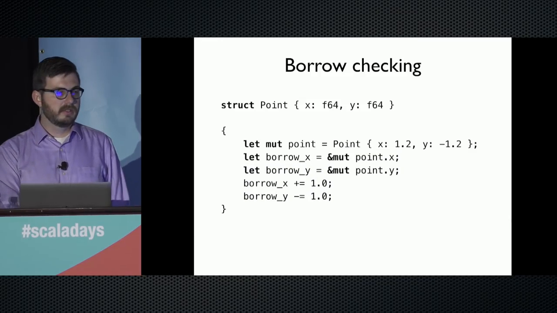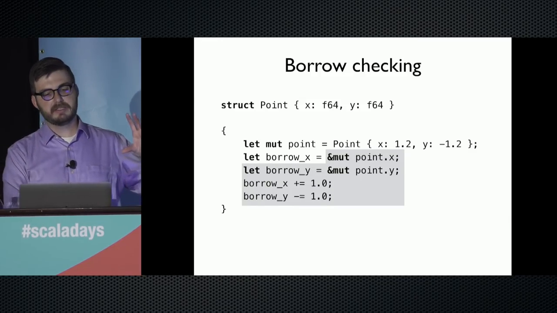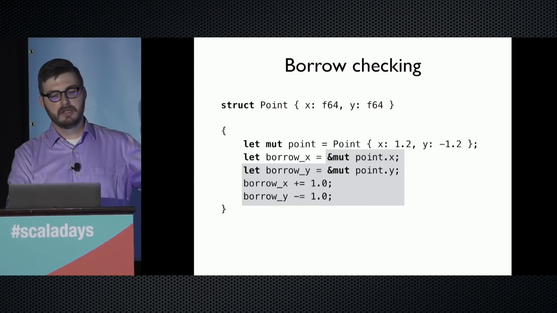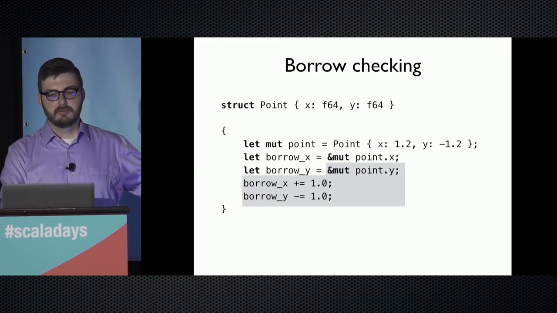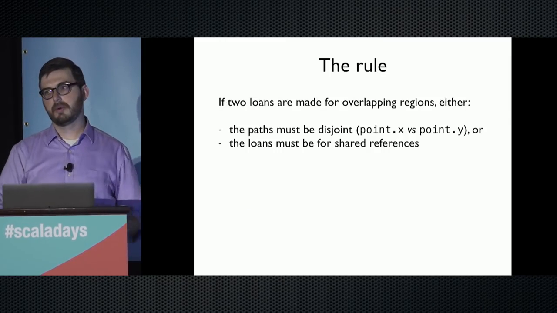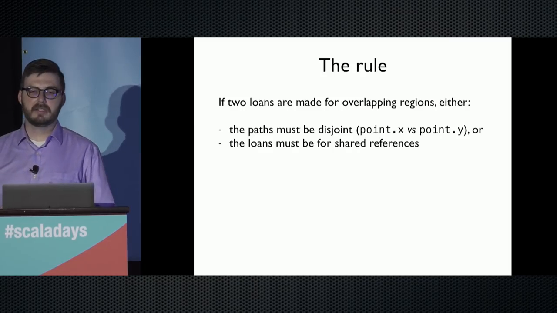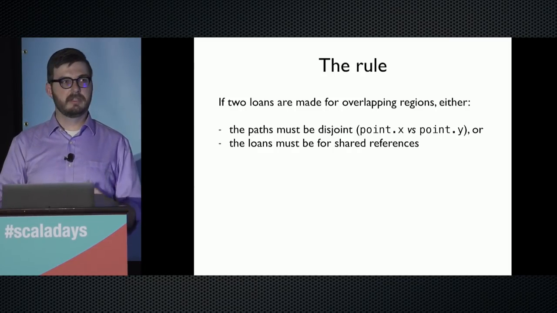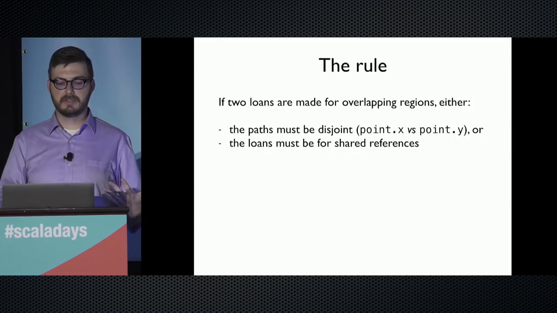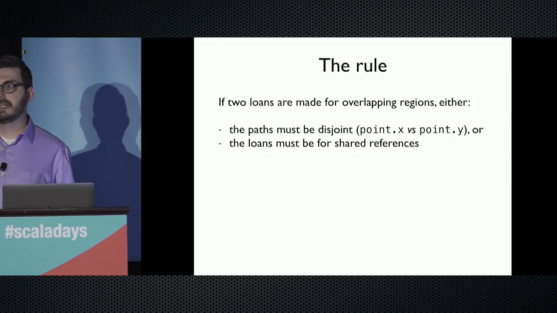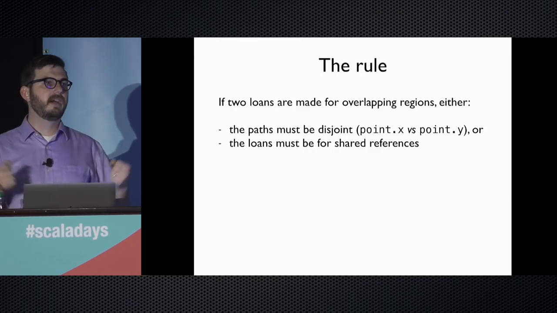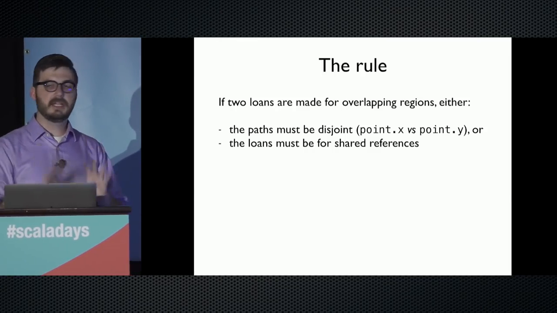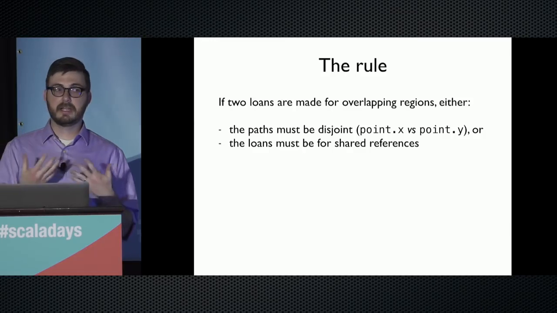So this block says the duration of the borrow for X. This block is the duration of the borrow for Y. But this is fine, because what we're saying is if you're trying to make two loans in a region, if you're creating these references, either the things you're loaning out have to be disjoint, talking about different fields, or they have to be shared references and not mutable. That's it. But that actually gets you quite far.